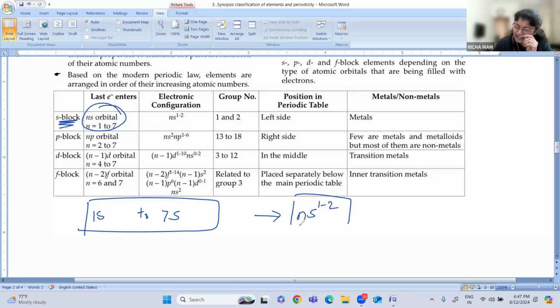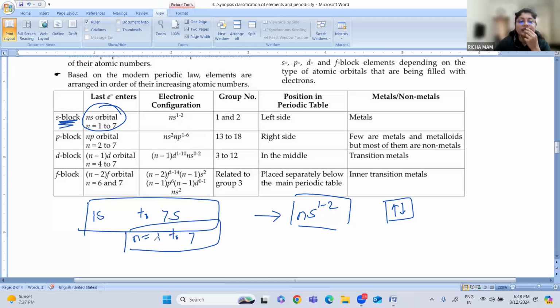So the maximum number of electrons which can be filled in s orbitals is how many? 2, right? The s orbital can accommodate a maximum of 2 electrons. So it is ns1 to 2, where n is 1 to 7. Which are the groups falling in the s block? Groups 1 and 2. Group 1 is alkali metals and group 2 is alkaline earth metals.